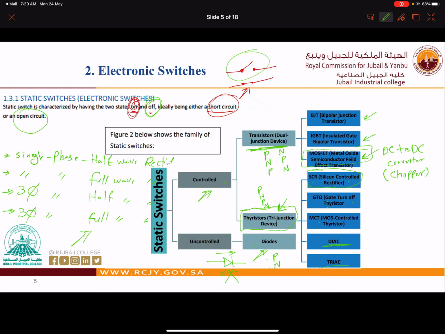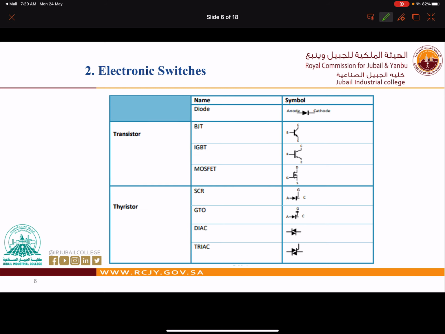This lecture is going to be an introduction for the whole electronic switches. You are responsible for knowing the names of the electronic switches and the symbols of the electronic switches. Now, you can find this table in your handout. Inshallah, I'm going to send it to you. This table is very important to show you the symbols of our electronic switches, like the diode.